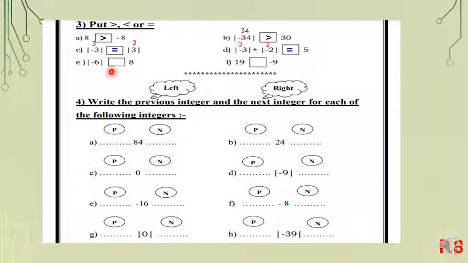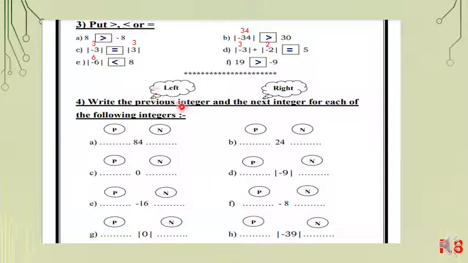Letter E, absolute value of negative 6. The other side I have 8. What's the absolute value of negative 6? 6. Here we have 6 and 8. So 6 is smaller than 8. Letter F, 19, negative 9. Directly 19 will be bigger than negative 9.